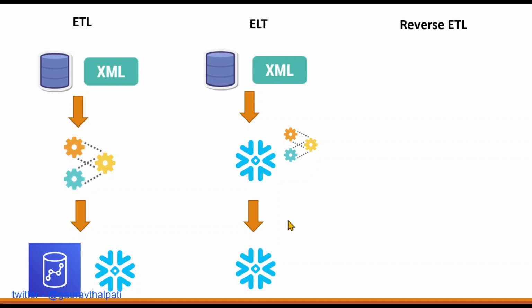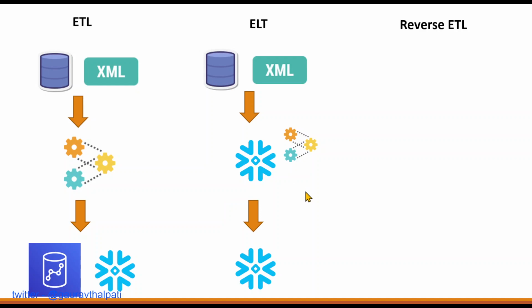Once you have loaded the data, you will use the compute of that particular warehouse to do the transformations. So the difference is, in ETL you are first doing the transformations and then loading the data, but in ELT you are first loading the data and then you are doing the transformations, which is nothing but using the compute power of that particular warehouse.